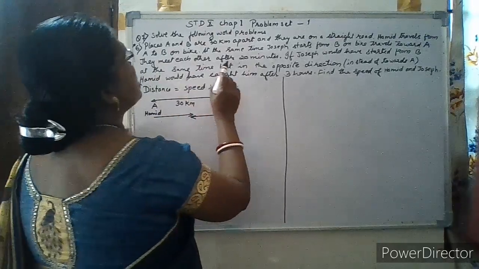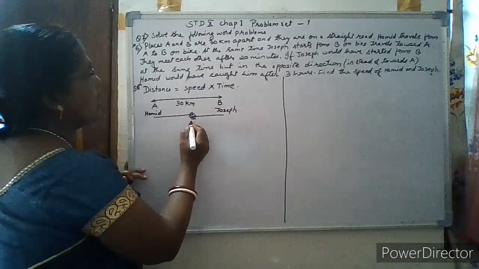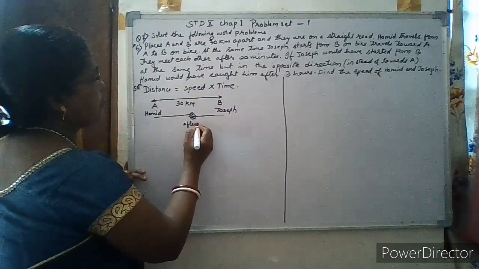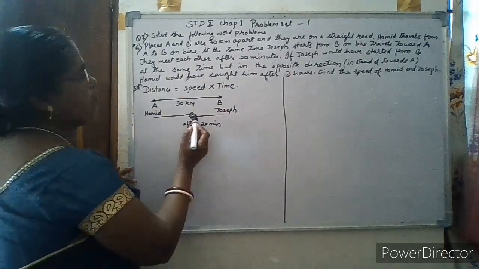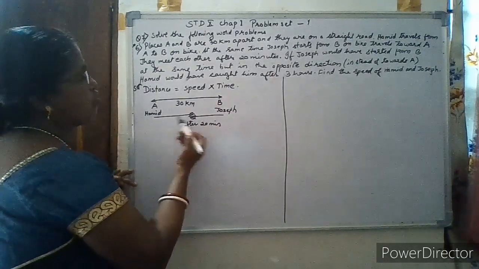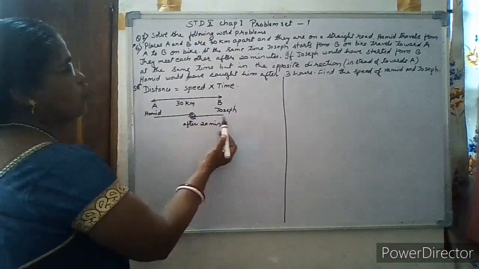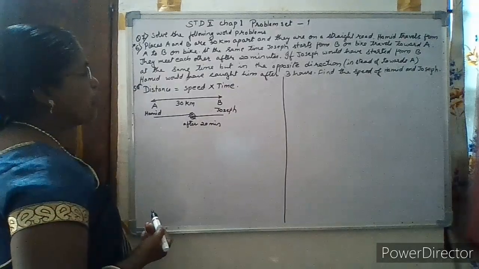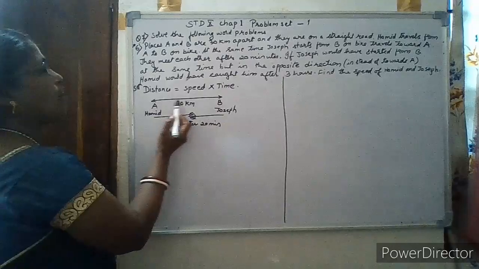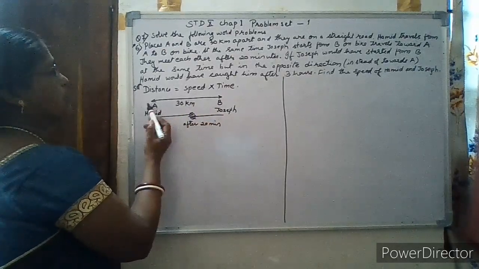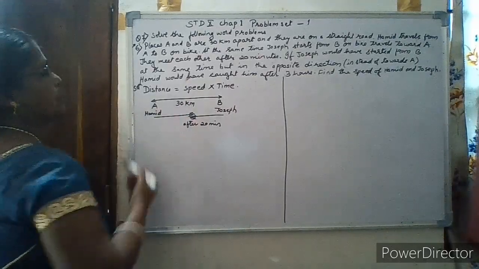They meet each other after 20 minutes. They are meeting each other after 20 minutes. Means Hamid also traveled for 20 minutes. Joseph also traveled for 20 minutes. Time taken by Hamid is 20 minutes. Joseph's time taken is also 20 minutes. But they both together have traveled how much? 30 kilometers. They both together have covered the distance of 30 kilometers.